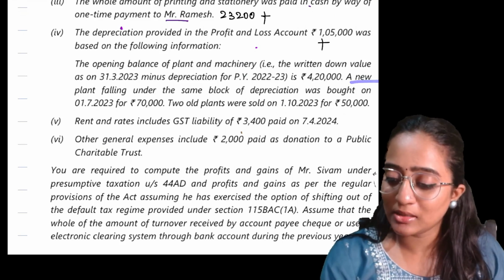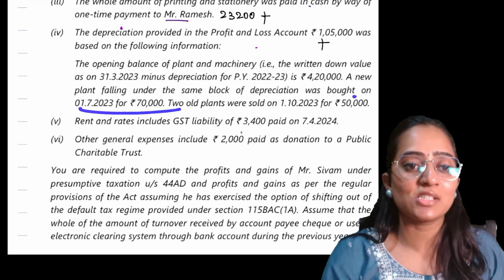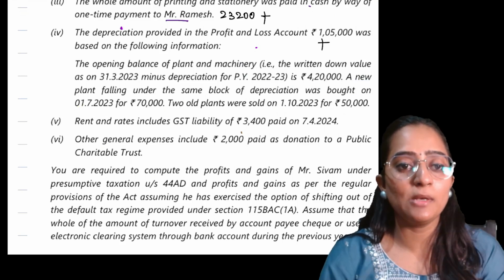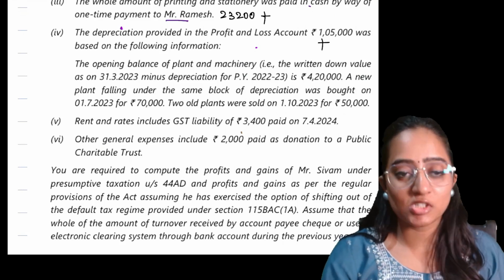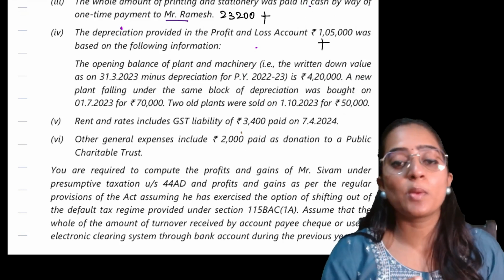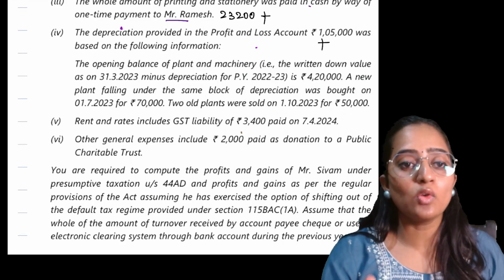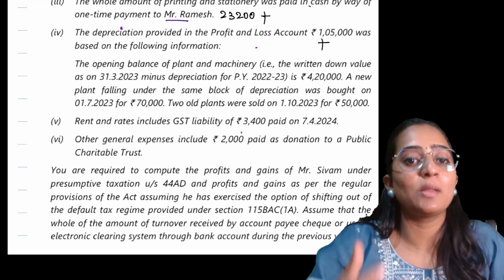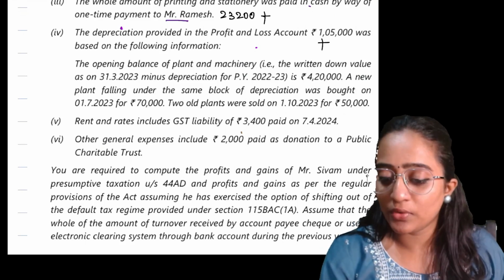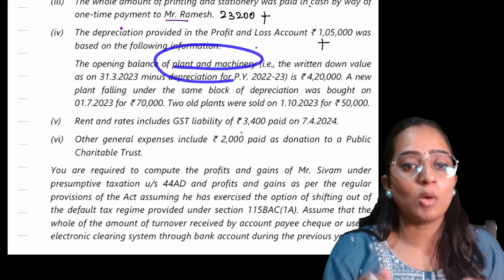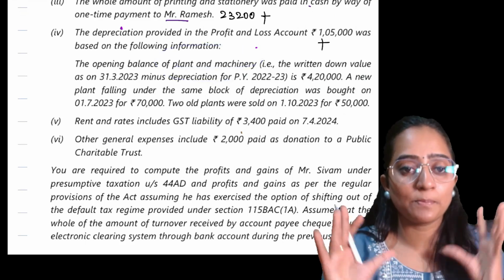A new plant falling under the same block of depreciation was bought on 1/7/2023. What does it mean, people? It means you have purchased an asset which has been used for a period of more than 180 days. If that is the case, you are going to allow 100% of the allowable depreciation. In case of this plant and machinery, the normal depreciation rate is 15%.